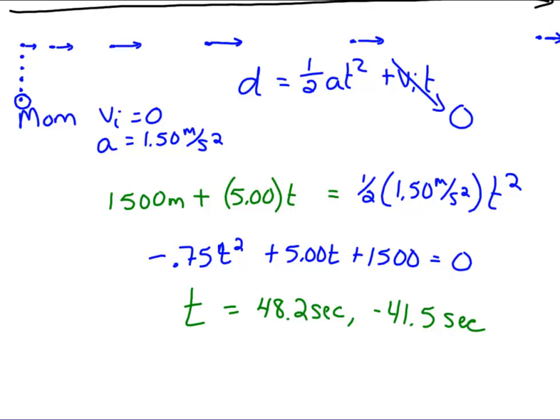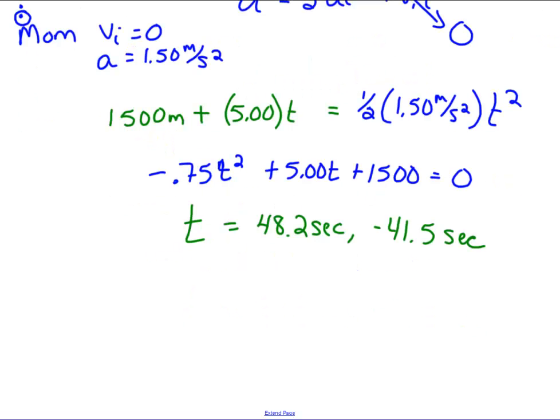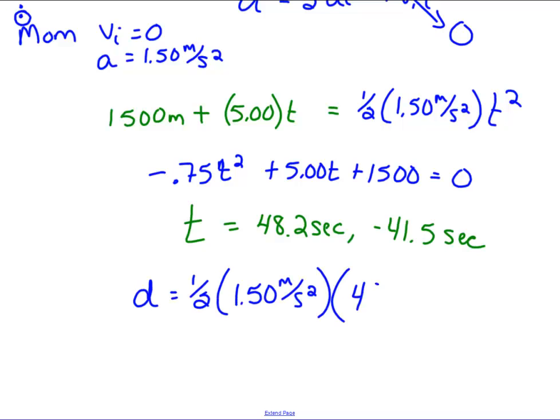Well, we take the time and we put it back into her displacement equation, and we figure out how far she had to go. So displacement for Mom is 1/2 times 1.5 meters per second squared times 48.2 seconds, and square that, and we get the displacement, how far she traveled. If we discount sig figs, 1,742 meters. 1,740 meters or 1,700 meters, depending on how many sig figs you want to include.